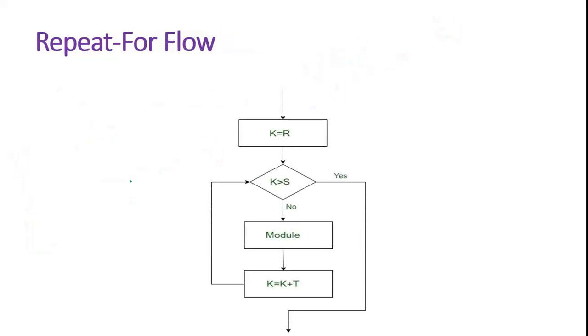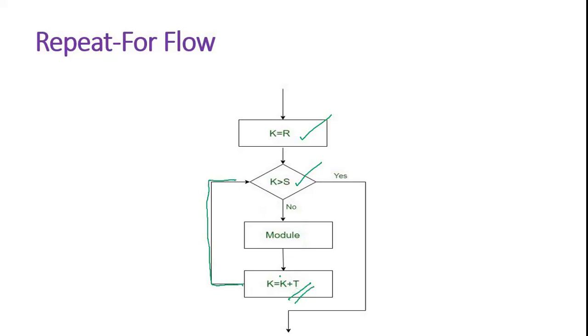And this is an example flowchart. See here, I'm initializing, as I said earlier. Then I'm checking the condition. You can write the condition in two ways. As per this flowchart, if k is greater than s, I'm coming out. Otherwise, I'm executing the module. Here you see there is an increment or decrement. Again it is coming.